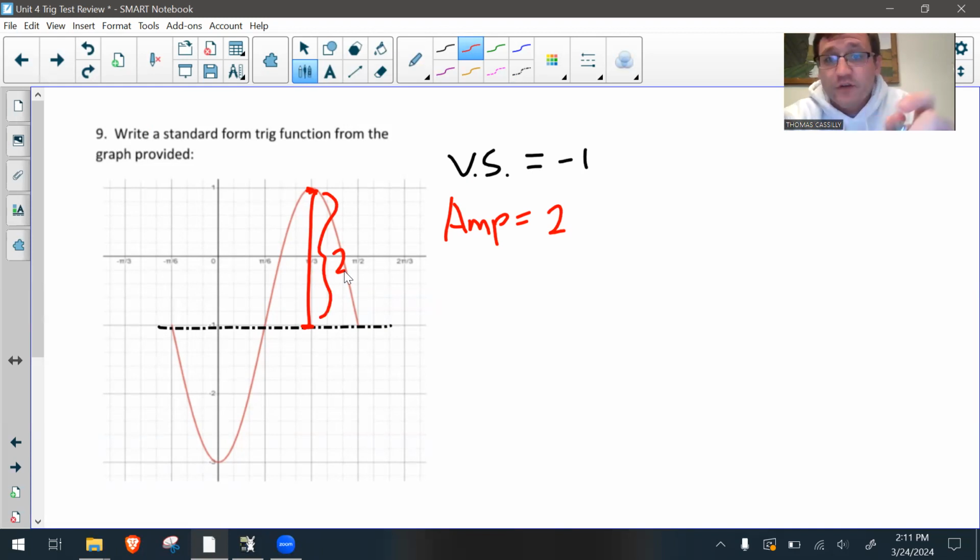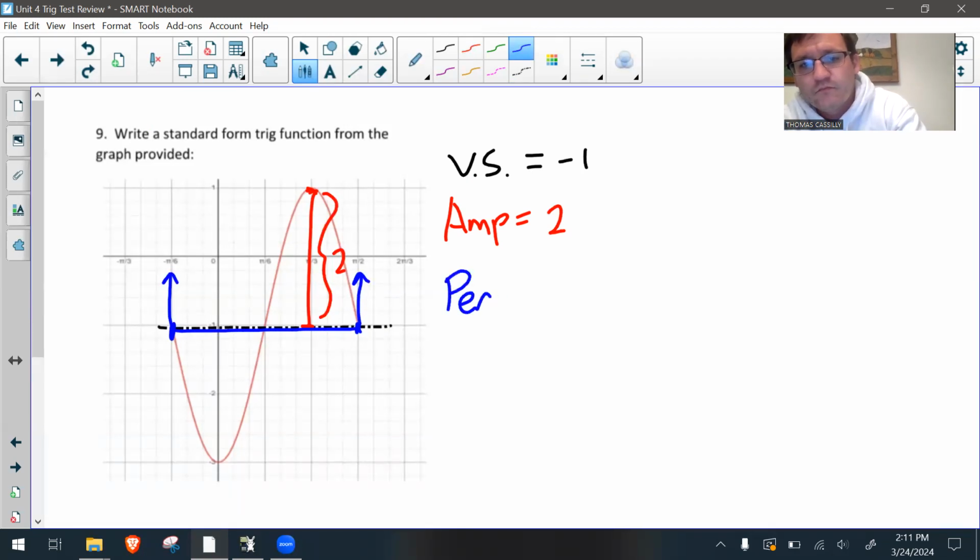All right. Let's see here. We need to figure out the period first. If we want to look at this thing, it starts and stops right here. So what you can do is just kind of trace up. Let's see where it starts, where it ends. So our period ends at pi over 2, right? And it begins at negative pi over 6.